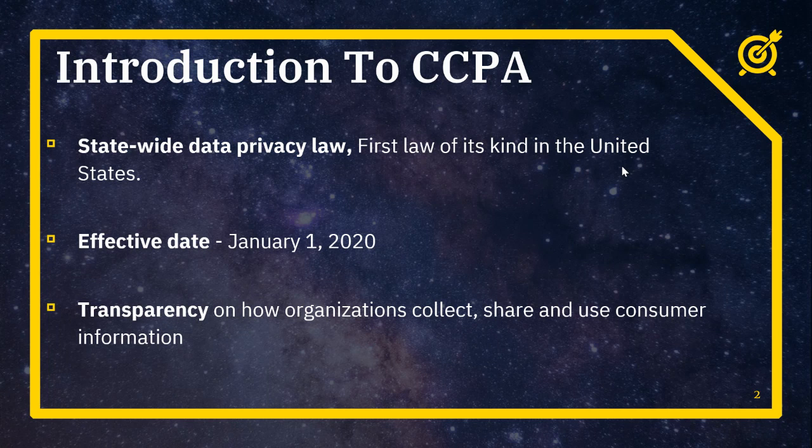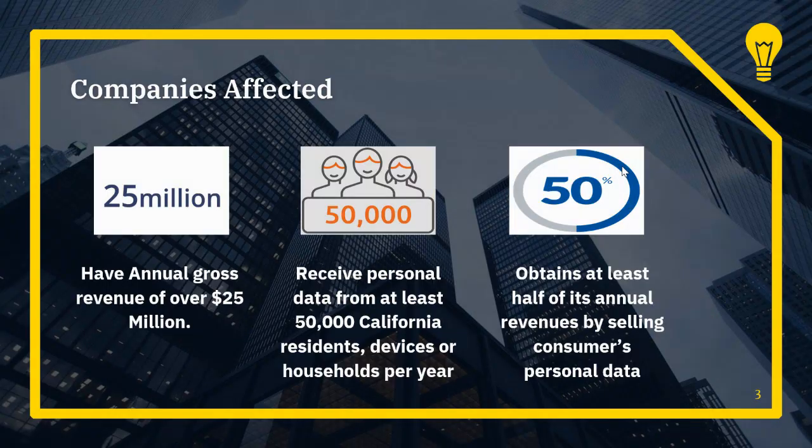So let us look at who needs to worry about CCPA compliance. CCPA applies to for-profit businesses that do business in California, collect or receive personal information of California residents, and meet just one of these three categories: has a gross revenue of over $25 million, collects personal data for 50,000 or more consumers, or obtains at least half of its annual revenues by selling consumers' personal data. Now, category 2 is likely to capture any company that conducts business online or through a mobile application.